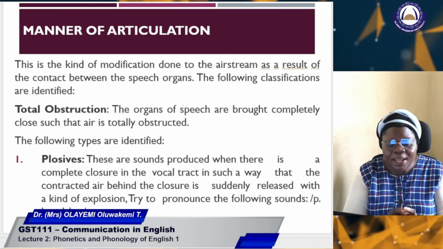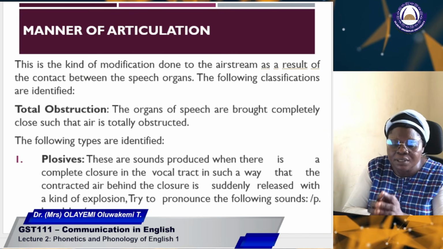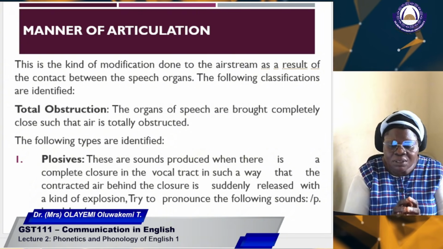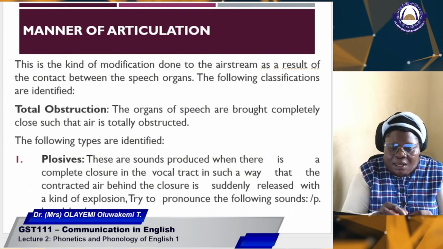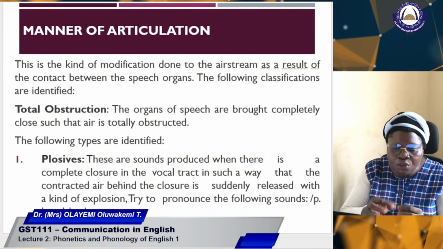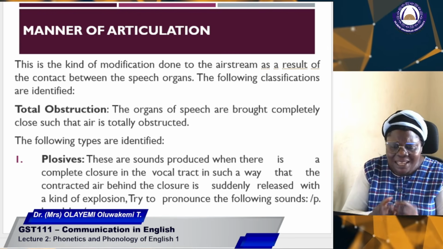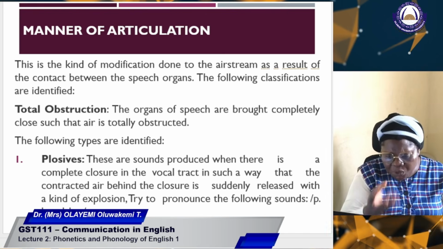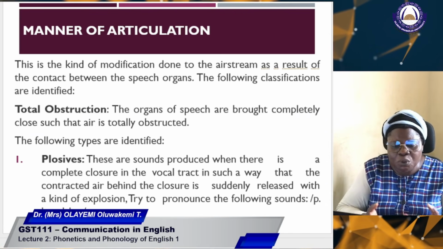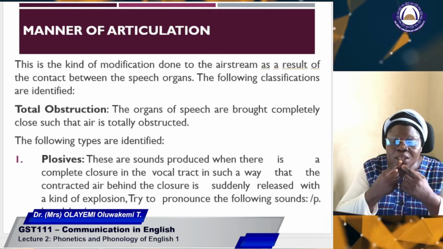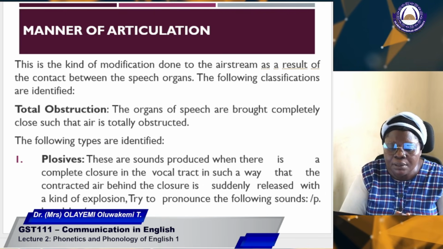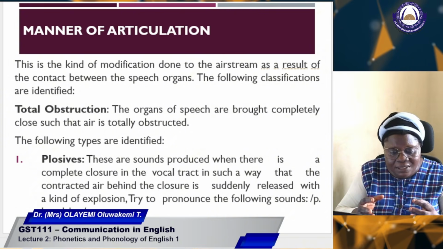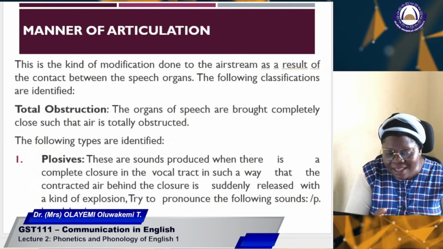That's why the consonant sounds are different from the vowel sounds. I will tell you that in the next class. But now, let's quickly look at the manner of articulation, that is, the kind of modification that is done to the air stream as a result of the contact between the speech organs involved in the production of a particular sound. For instance, if I produce the sound B, my two lips come together at first, but something happens later, and then there's a separation of the two lips, and then you can hear the sound.